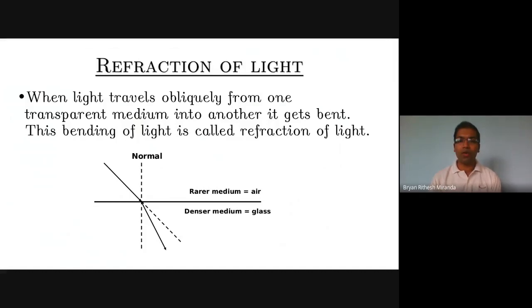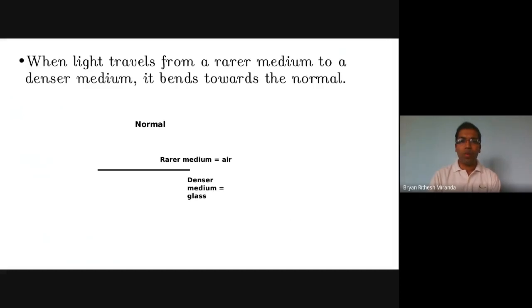Depending on whether the ray of light travels from a rarer medium to a denser medium or a denser medium to a rarer medium, there is a shift in the direction in which it is going to move. For instance, when a light ray travels from a rarer medium to a denser medium, it bends towards the normal. So we have the previous case. I have a ray which is bending away from its path and towards the normal. So this is when a ray of light is traveling from a rarer medium to a denser medium.